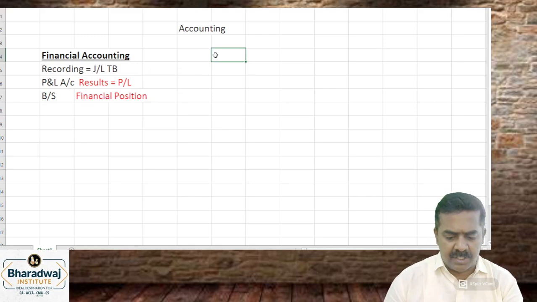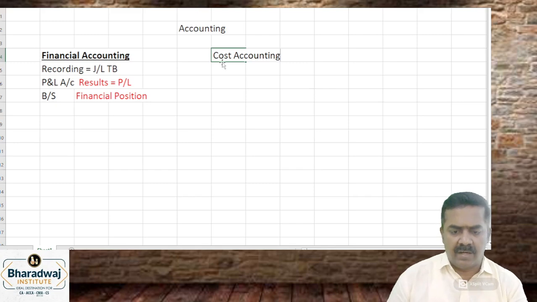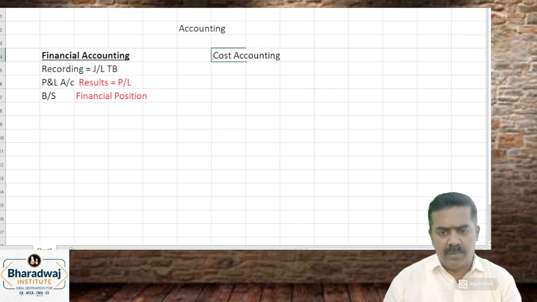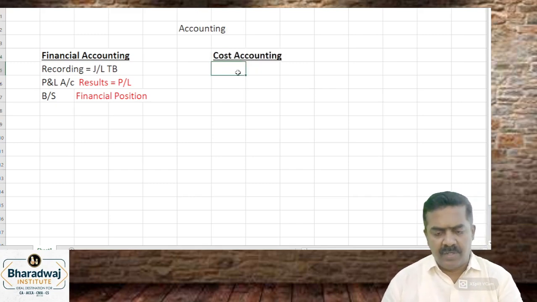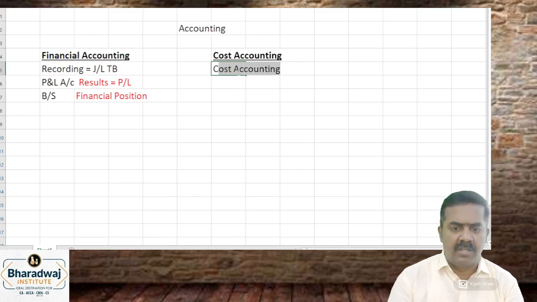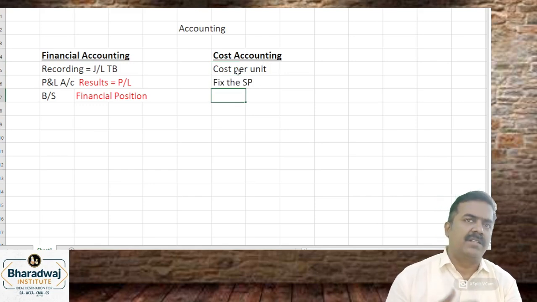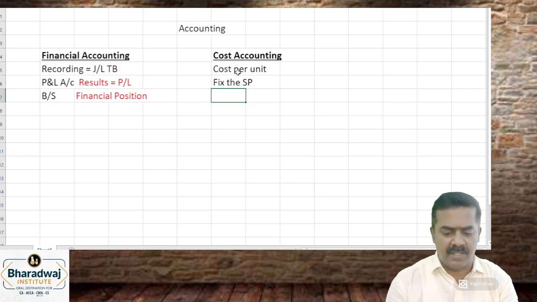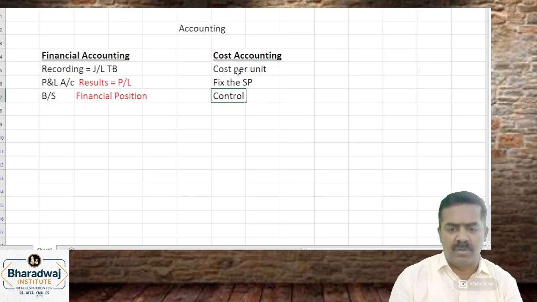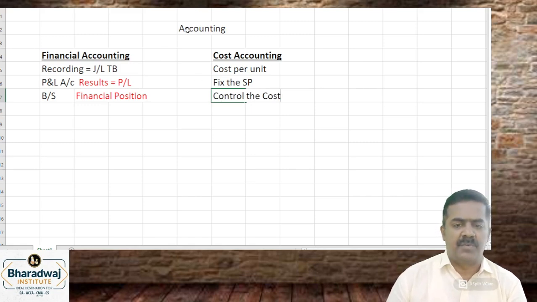The second branch of accounting is which accounting? Cost accounting. What do we do in cost accounting? We find out cost per unit and fix the selling price. Cost accountants aid in fixing the selling price. In the long run, we want to control the cost. That is the second branch of accounting.